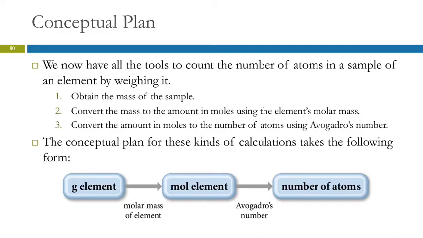Now, are we going to get the exact number of atoms in that sample? No. Do we need to know the exact number? No, we don't. We want a good approximation, and that's what we're going to get. So grams of element to moles of element to number of atoms. The conversion factors are the molar mass and Avogadro's number.